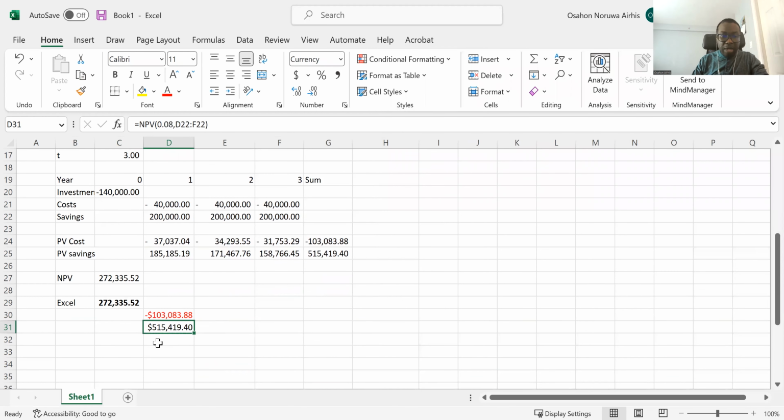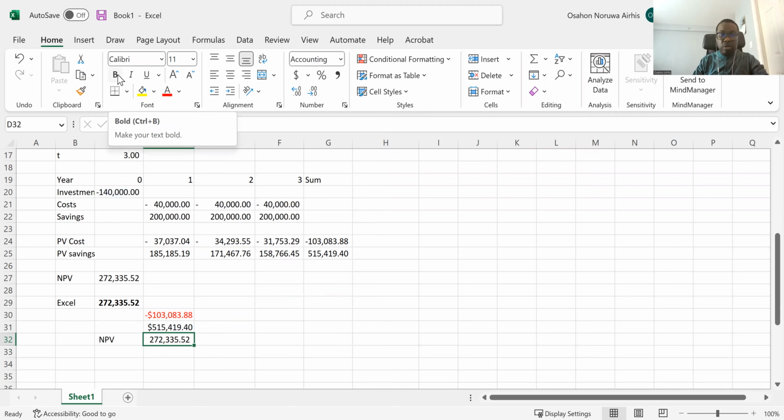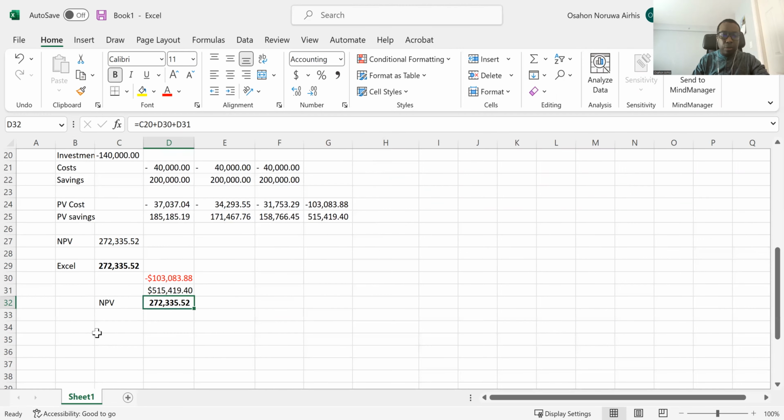Then I add them all together. The NPV will be equal to this plus that plus that. So costs are negative, inflows are positive. Costs and investment are outflows, and therefore they are negative. So that's the NPV for the first question.